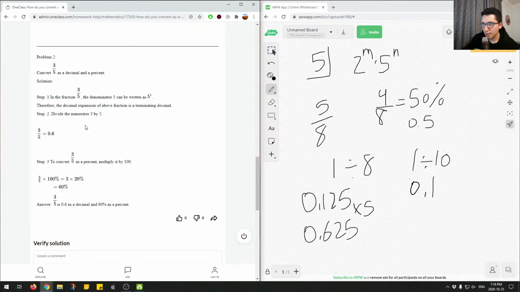And then finally, here we have 3 over 5. This is another one that can be written in the form 2 to the m times 5 to the n. So we know it's a terminating decimal. 3 over 5 is just 0.6. If we think about how many times 5 goes into 100, it would be 20 times. So 20 times 5 gives us 100. Therefore, we can multiply top and bottom by 20, and we'd end up with 60 over 100. That would give us 60%.